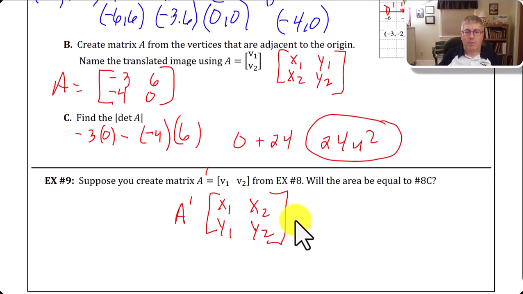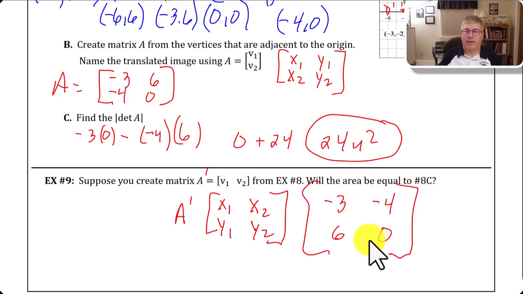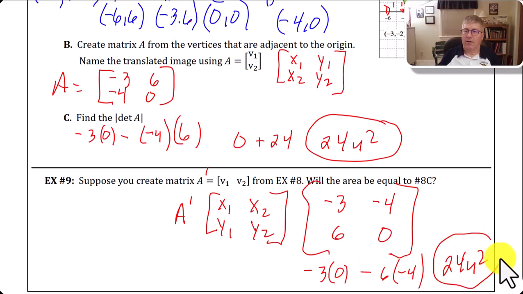So when writing our ordered pairs, negative 3, 6, and negative 4, 0, I calculate my determinant. I have negative 3 times 0 minus 6 times negative 4. And sure enough, I get the exact same thing. I get 0 plus 24. I get 24 units squared. So the lesson here is we can set up our ordered pairs vertically, or we can set them up horizontally, and we will still get the same area for that parallelogram.